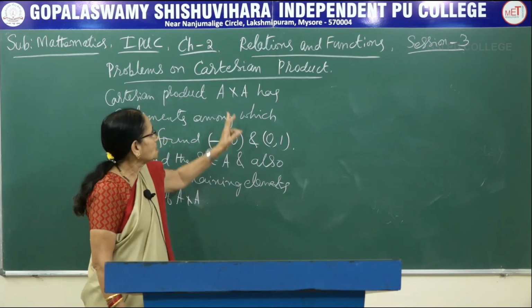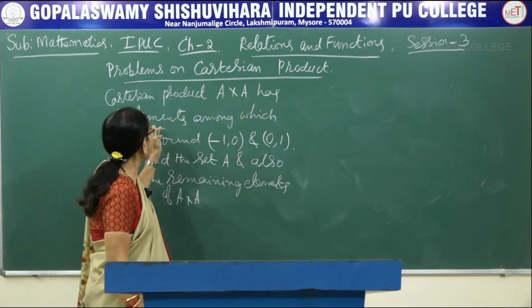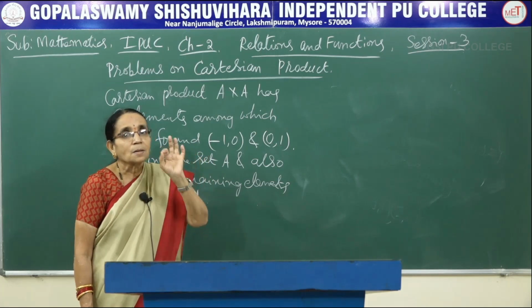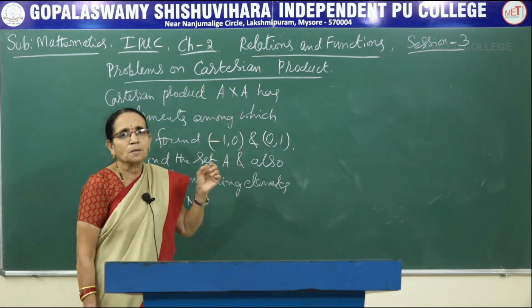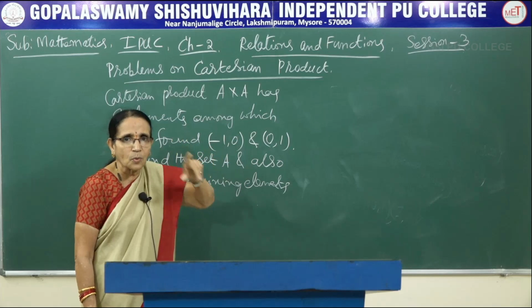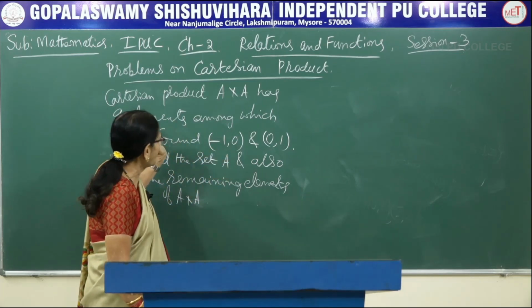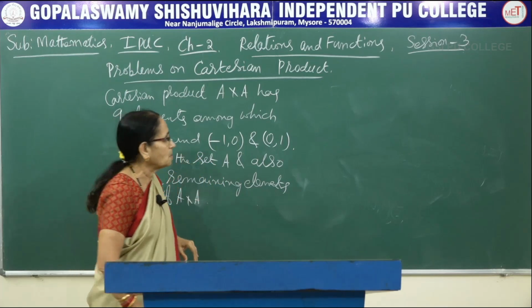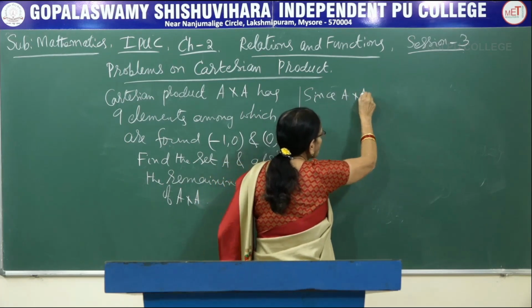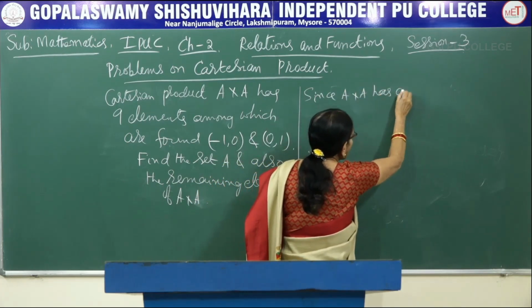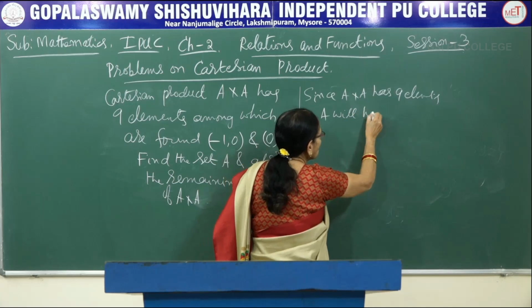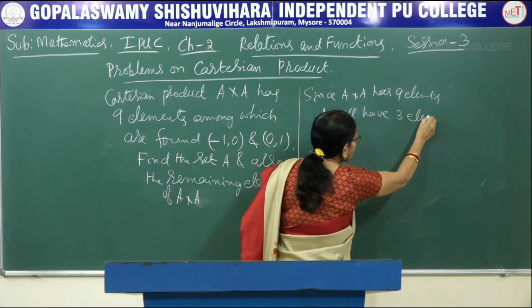9 elements means, see, the same set has been taken. Therefore, when there are 9 elements, the set A should contain how many elements? It can have only 3 elements, so that A cross A will be 3 into 3, 9 elements. So looking at this number, and since we are considering only one set here, we can come to the conclusion that there exist only 3 elements in this one. Okay, write that one. Since A cross A has 9 elements, A will have 3 elements.